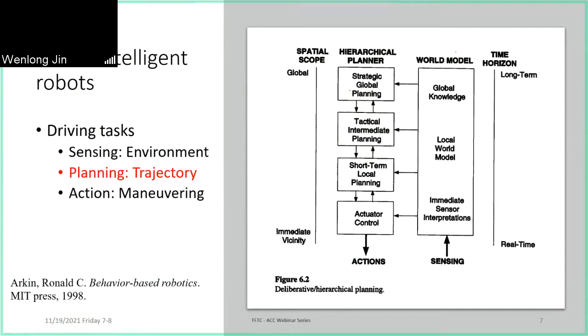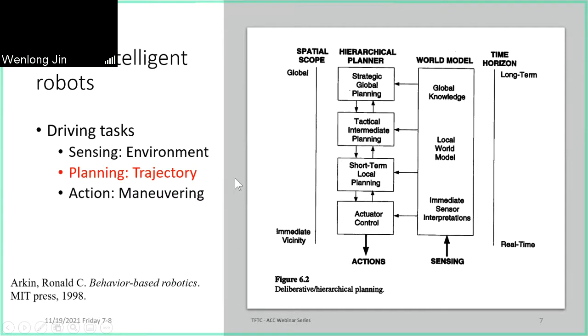And then the driving task, same as for robots, can be divided into 3 categories: sensing, to understand what is in the environment, especially in the transportation system. The environment is really complex, but fortunately we have a lot of sensors, and they are able to sense the environment to pretty good accuracy. The second part is to plan the trajectory on the road. And the third one is maneuvering the cars.